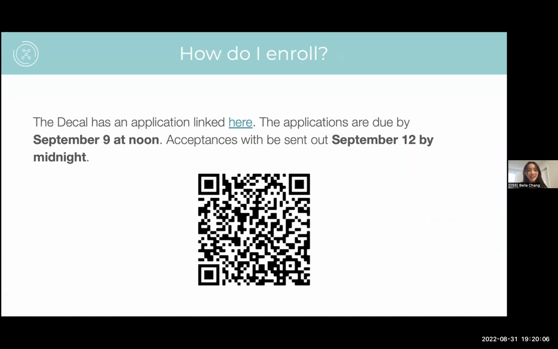Lastly, you might be wondering how you can enroll in the DeCal. We have the QR code linked here, and I'll send it in the chat right now. You can apply through that Google form, and the applications are due by September 9th by noon. So not midnight, but noon. And acceptances will be sent out September 12th by the end of the day.